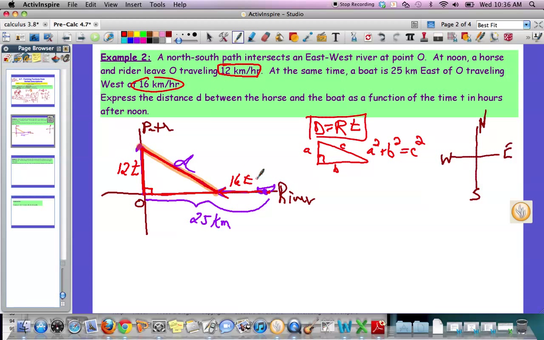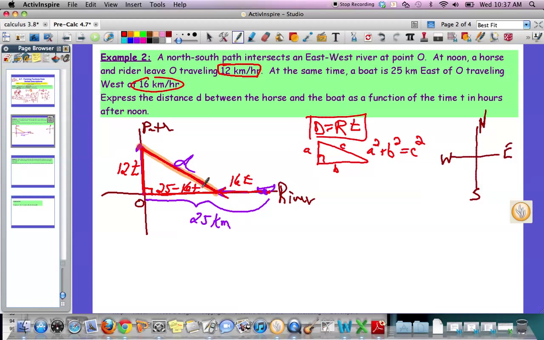That's not what we want, though. What do we want? We want that distance inside that triangle. How far is that? That whole thing is 25, so this has to be 25 minus 16t. Think about that a second.